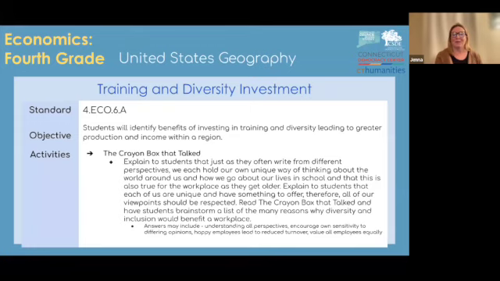So as we move through, this objective truly states that students will identify benefits of investing in training and diversity, leading to a greater production and income within a region. Again, we're always bringing it back to that geography piece because that is fourth grade. So our first book is really about diversity and differing opinions and uniqueness that we all have. The Crayon Box That Talked.